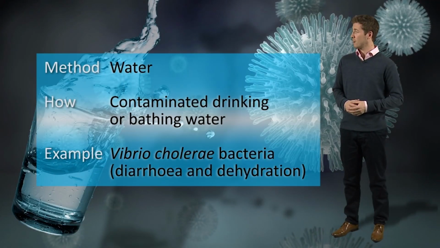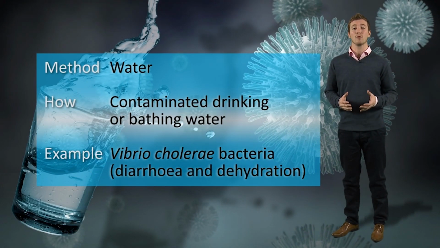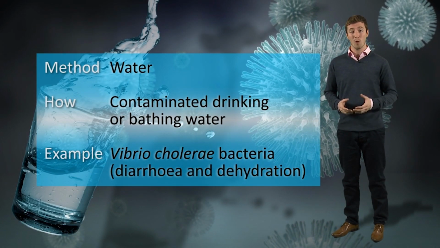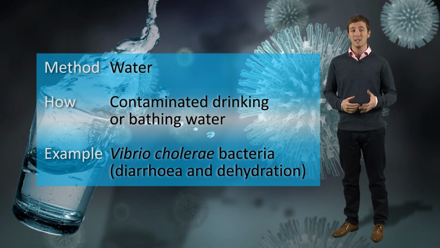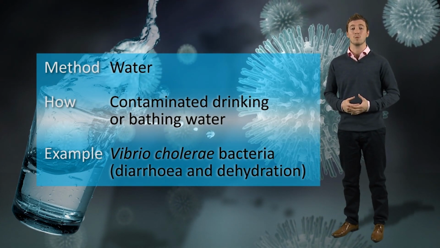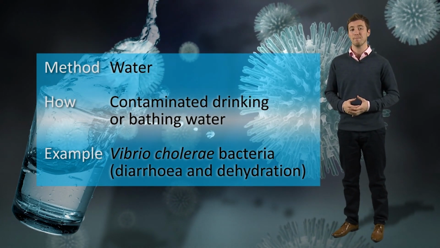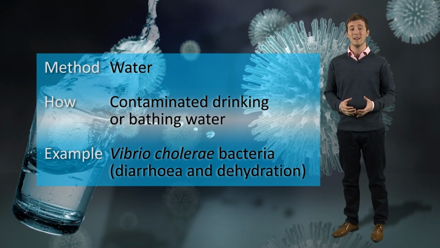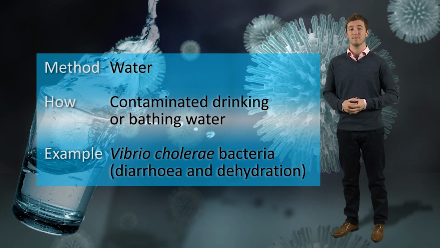Pathogens can be spread or transmitted from person to person in several ways. Let's look at some examples. Pathogens can travel through water. This can be drinking water or even bathing water. A good example of a pathogen that's transmitted in this way is the cholera bacterium. This can cause diarrhea and severe dehydration.